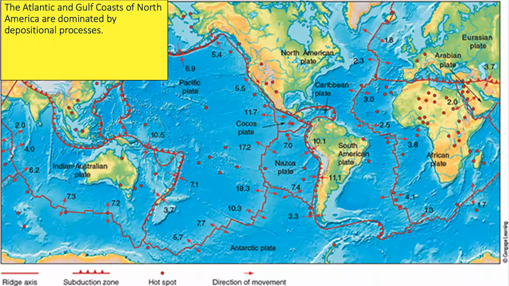On coasts that are dominated by depositional processes, most of the sediment is being deposited, and it typically comes from large rivers. An obvious example is where the Mississippi River flows into the Gulf of Mexico. Another is the Fraser River at Vancouver.